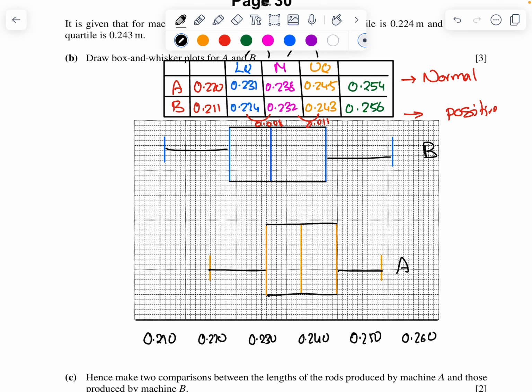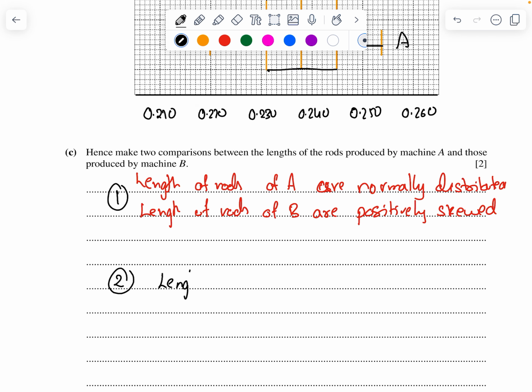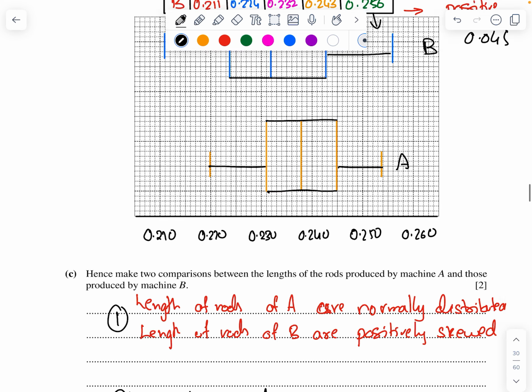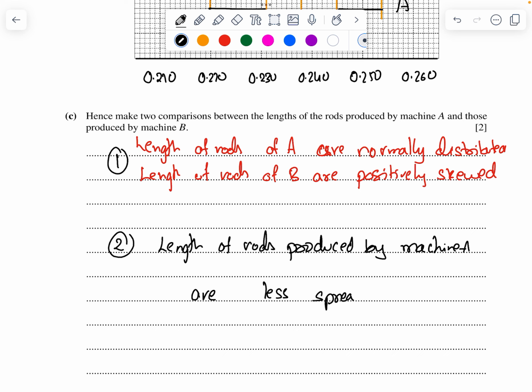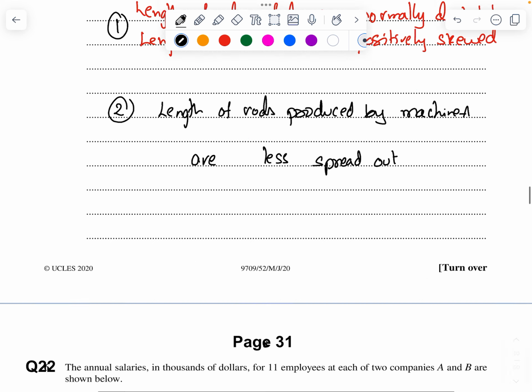Over here you can see the spread. It's starting from 11 to 56. So 0.045 is the spread. It is starting from 20 to 54. 0.034 is the spread. So the lengths of rods produced by machine A are less spread out, because that is 34, whereas this is 45. That is one condition.